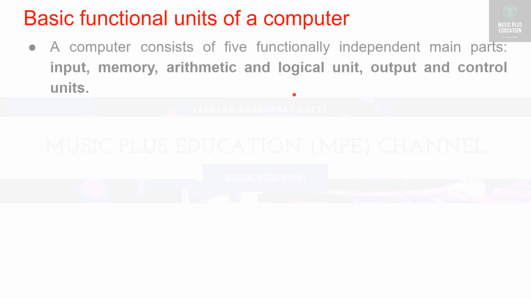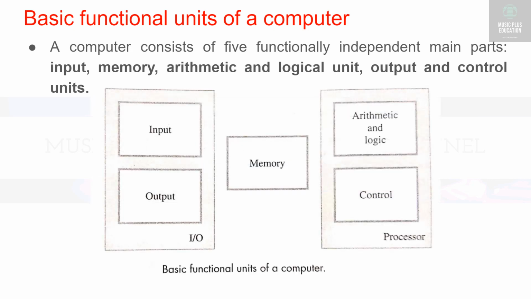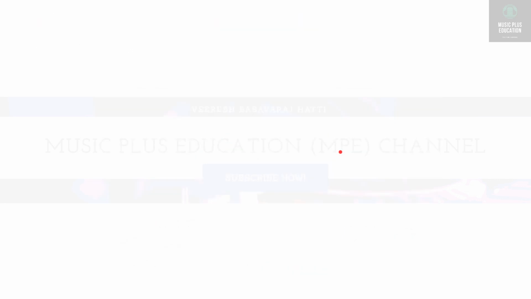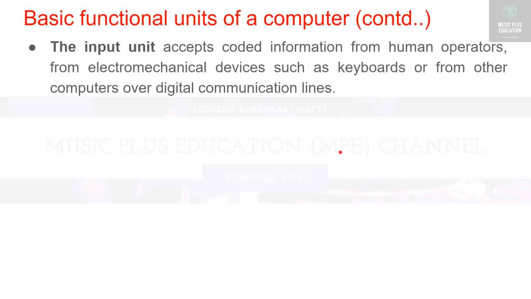Basic functional units of a computer. A computer consists of 5 functionally independent main parts: input, memory, arithmetic and logic unit, output unit, and control unit. This is the block diagram, the basic functional units of a computer. Here the input unit accepts coded information, that is ASCII or EBCDIC, that is Extended Binary Coded Decimal Interchange Code. ASCII means American Standard Code for Information Interchange.